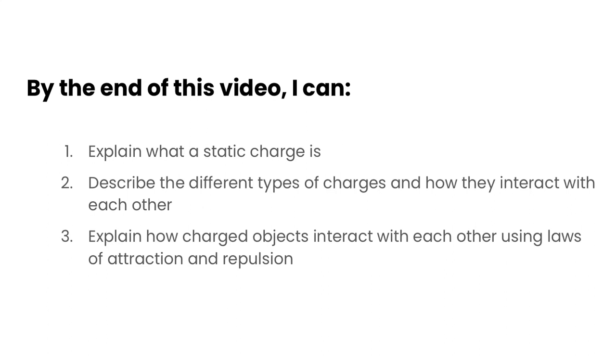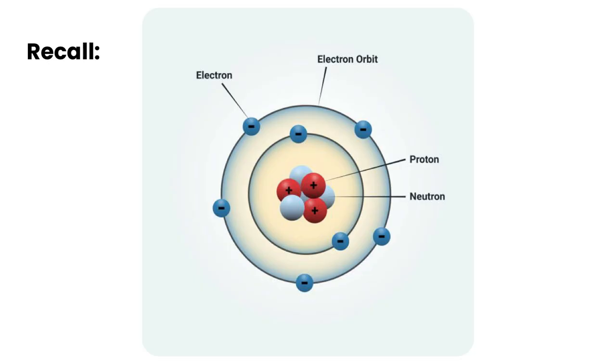In this video, we are going to first explain what a static charge is. Then we're going to look at some of the different types of charges and how they interact with each other. And then finally, we're going to look at how charged objects interact with each other using the laws of attraction and repulsion.